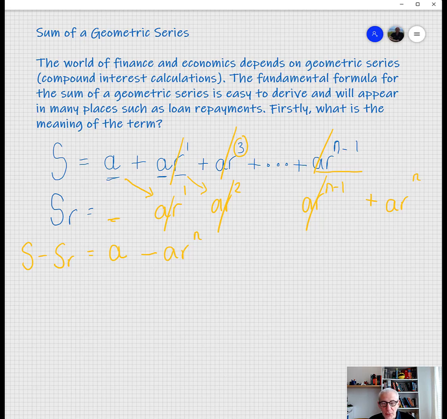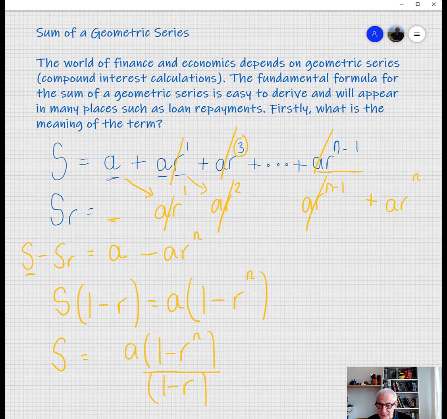Now we just have to do some rearrangements, because remember what we're looking for is this value here. So we're going to factor out that S. S into S goes 1 times, S into SR goes R times, equals, we're going to factor out the A over here also. A into A goes 1 time, minus this one, which is therefore AR to the N. And then we just need to do a little division sum, and we end up with the statement that S is equal to A over 1 minus R to the N, or divided by 1 minus R.